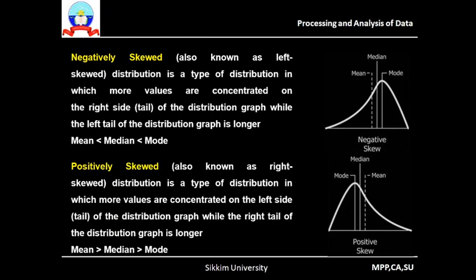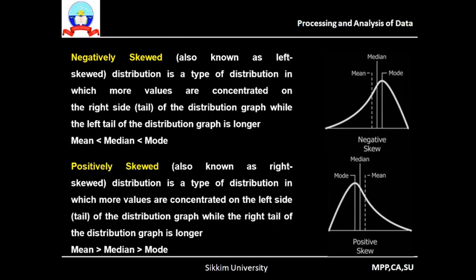Now let us move on to positively skewed distribution. Positively skewed distribution or right skewed distribution is a type of distribution in which more values are concentrated on the left side of the distribution graph while the right tail of the distribution graph is longer. This implies in case of positively skewed distribution, mean is greater than median, which is greater than mode.